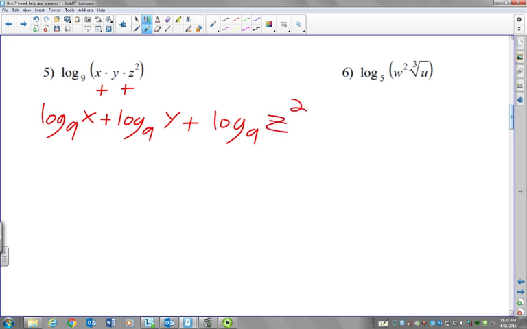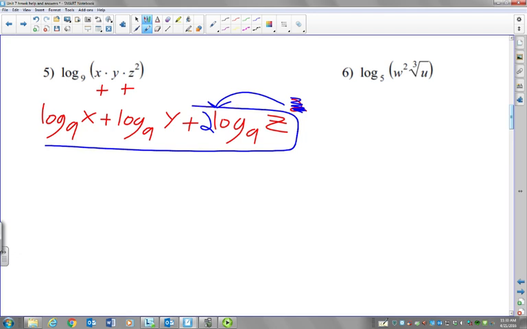And then to finish it and circle our answer, you actually take the squared, and it actually goes in front. So that's where that 2 goes. We'll scribble it up there. And then there's our answer for number 5. See, these are pretty fast.